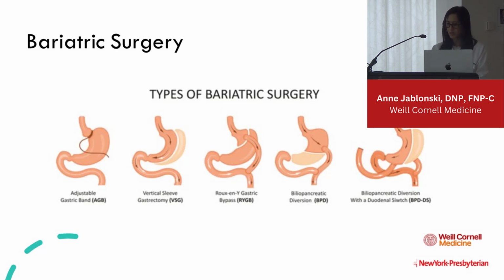The second one is a vertical sleeve gastrectomy. The surgeon cuts the stomach vertically and essentially reduces the physical size of the stomach. This produces less ghrelin, which is the hunger hormone, and since the capacity is smaller, it allows the person to feel full faster.